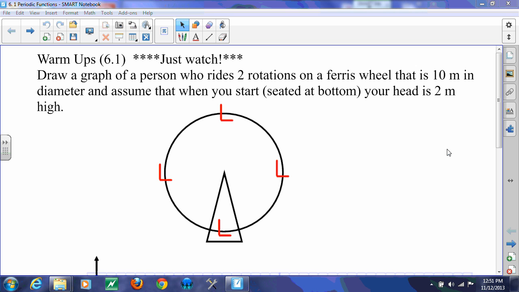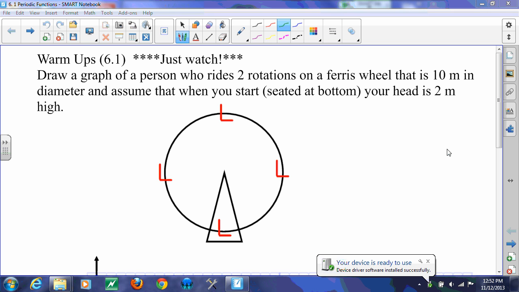To introduce this, we're going to be looking at some types of patterning that either repeat or have some symmetry to it. To get us thinking about waves or repeating functions, we're going to take a look at this warm-up. Just watch and pretend you're on this Ferris wheel. Here we go, we're just getting on.